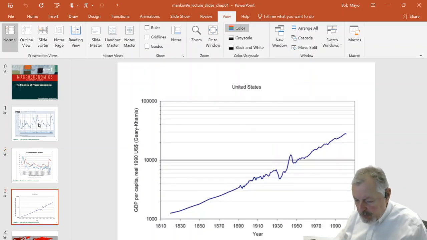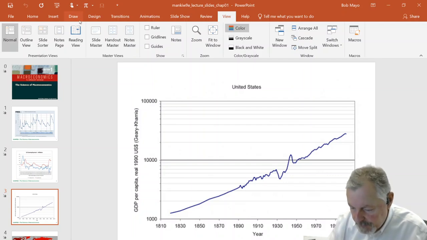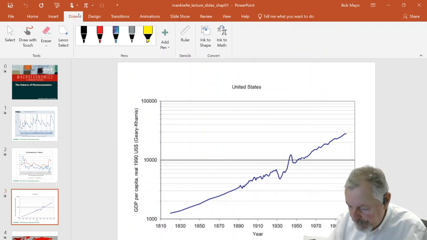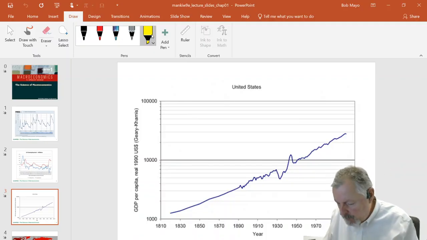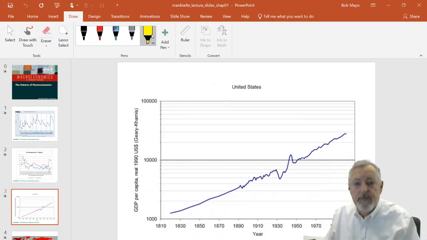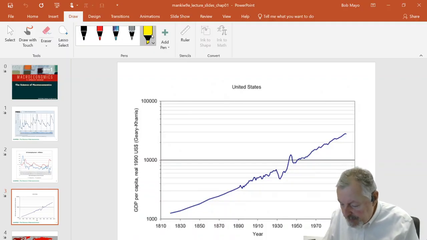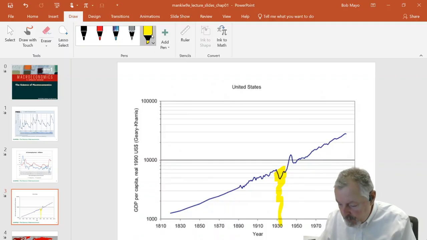Here is economic growth on a log scale. Let's see if I can write on this thing. Okay. You'll notice growth has been pretty consistent over the past couple hundred years in the United States. But there have been variations. Here, that's the Great Depression. This is coming out of the Great Depression, World War II and shortly thereafter.